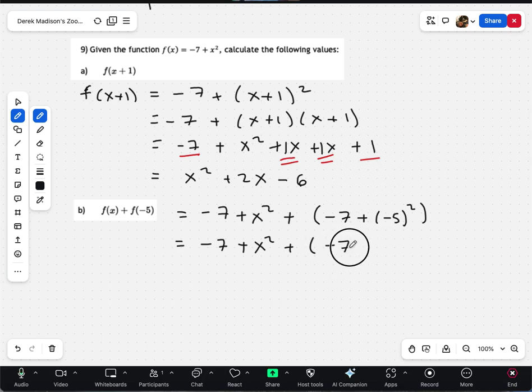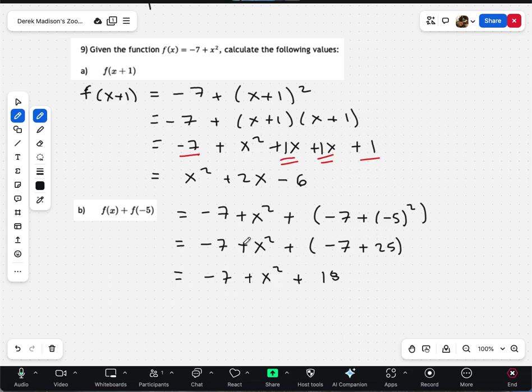This is going to be negative 7. Negative 5 times negative 5 is going to be plus 25, because there's a double negative right there. And then I'll just go ahead and combine that first, and then I'll add the 7 to it in a second. So negative 7 plus 25 would be 18. So that's our f of negative 5 piece. And now we're just going to add that to this negative 7.